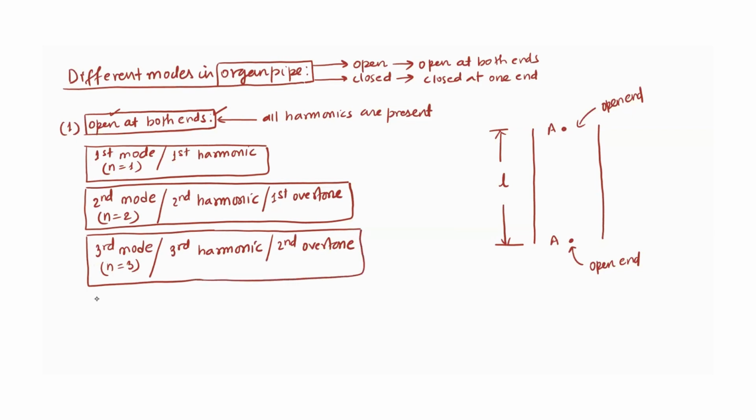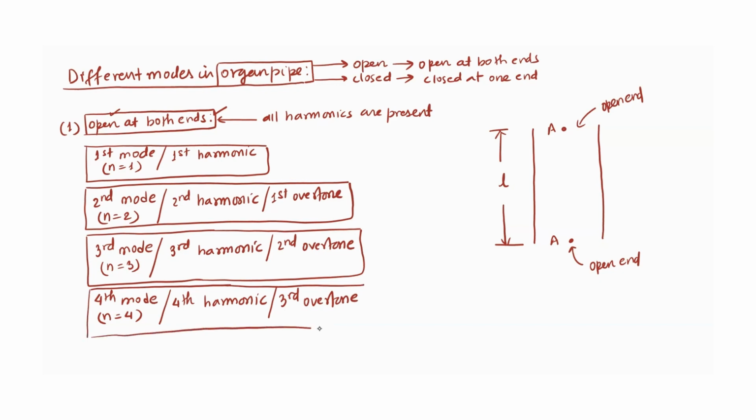Okay, now fourth mode, for fourth mode n equals 4, and fourth mode corresponds to fourth harmonic, or fourth mode corresponds to third overtone. So as I said earlier, all harmonics are present. Okay, so we can proceed in this way.